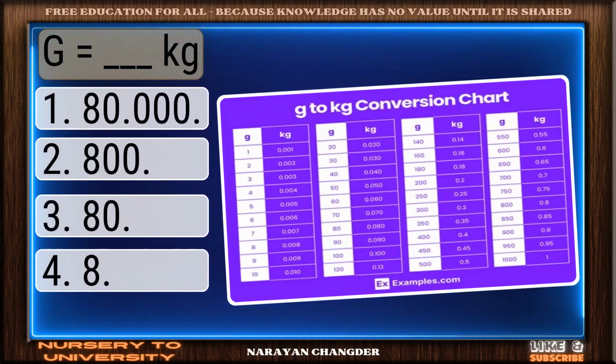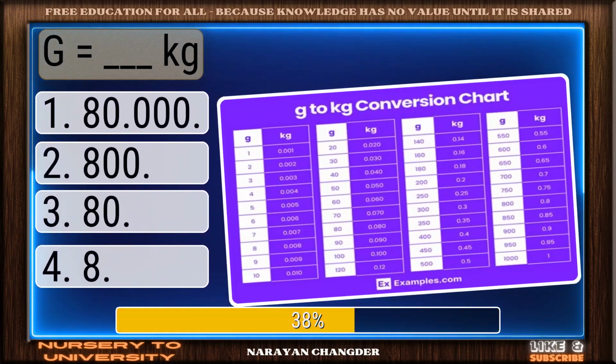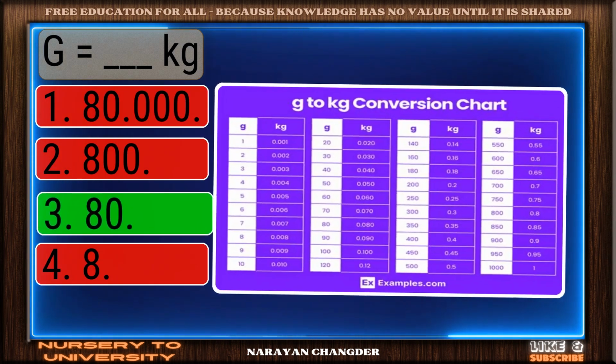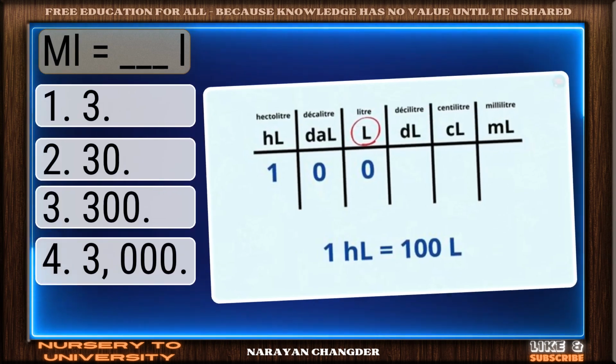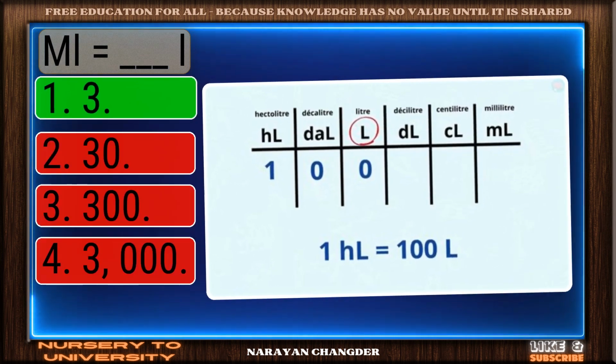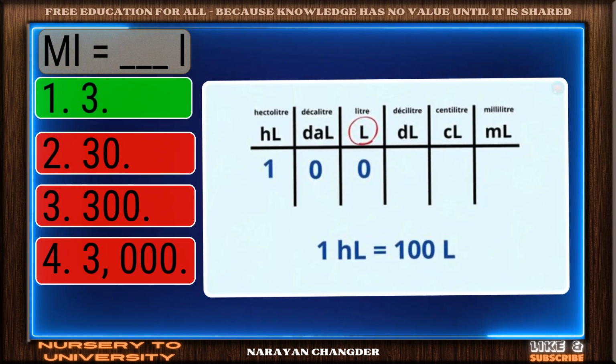1 kg equal to dash g. Right choice. 1000 is the best answer. ml equal to dash L. Nicely done. 3 is a solid answer.